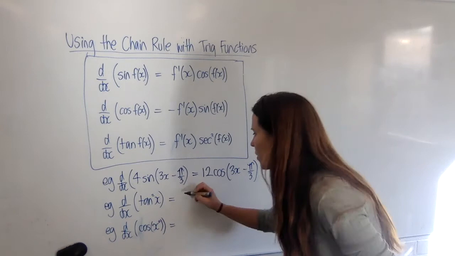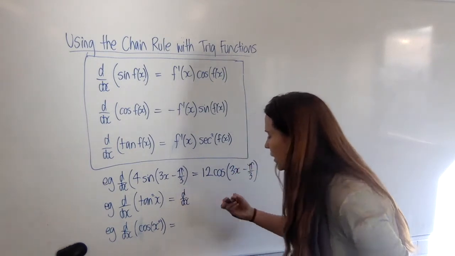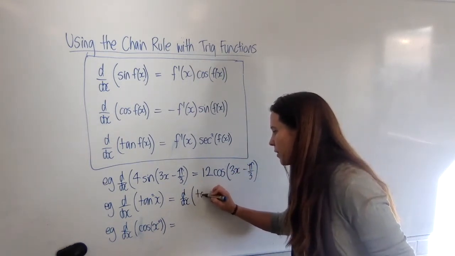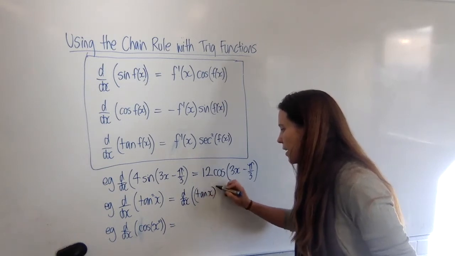Now this one looks simpler than it is. It'd be best to rewrite it first, so that we're really clear what it is that we're actually differentiating. We are differentiating the tan of x all squared.